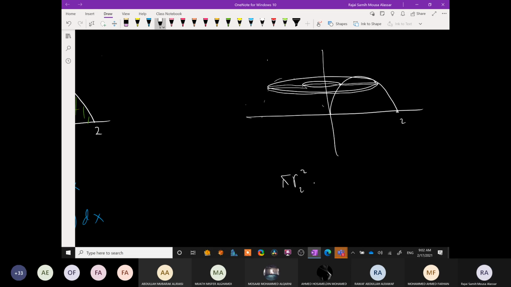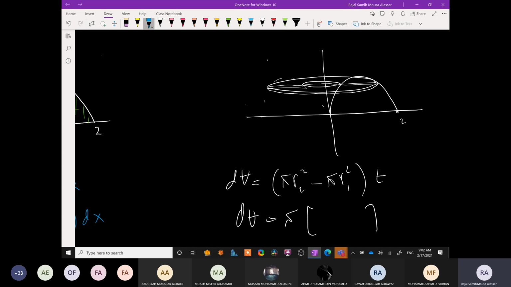This is going to be pi R2 squared times the thickness, minus pi R1 squared multiplied by the thickness. Isn't it, Tasha? So this is my dV. Let's put this together. So this is pi R2 squared. What is R2 here? R2 is this. It's x of the function, isn't it? And what is the thickness, by the way? The thickness is dy.